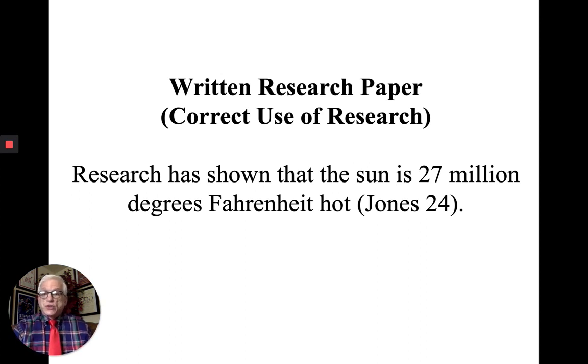So this is a correct use. If I were writing a research paper for a research class of some sort, and I wrote, research has shown that the sun is 27 million degrees hot Fahrenheit, Jones 24, that Jones 24 parenthetical citation says that the reader can go to the works cited page, look for the Jones citation, and they'll find this particular information on page 24. This provides a way for the reader to validate the information, to know that, hey, this isn't common knowledge. I wasn't supposed to know this. And the writer got this from a source. So anytime you're writing a written research paper, you're going to give those parenthetical citations.